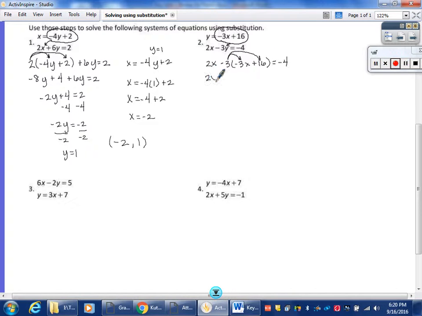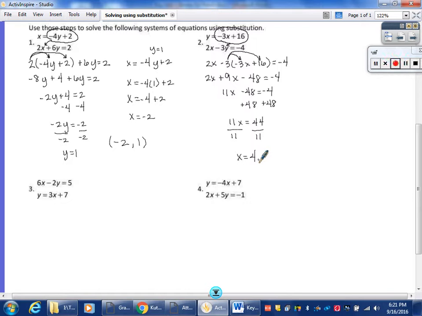I've got 2x plus 9x minus 48 is equal to negative 4. And if you'd forgotten those parentheses, you might not have multiplied that negative 3 by the 16, and that would have been a problem. All right, kids, so this is 11x of combining like terms minus 48 is equal to negative 4. I solve for x by adding 48 to both sides, and I get 11x is equal to 44. Divide by 11. I get x is equal to 4.